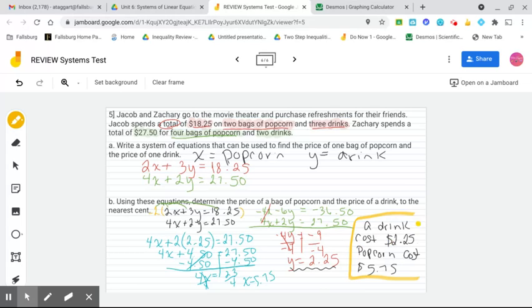Okay, so this is what's going to be on your test tomorrow. It's going to look very similar to this review. Obviously not the same exact problems, but you're going to have to be able to do solving systems by elimination, by substitution, by graphing. Also, you should know how to graph an inequality and identify what the solution set is. And you should also be able to write a system of equations from a word problem.